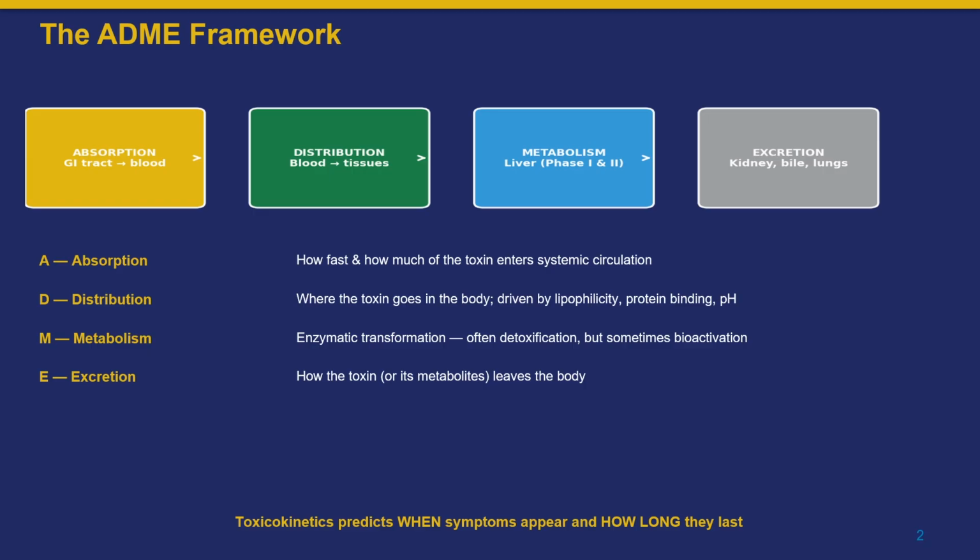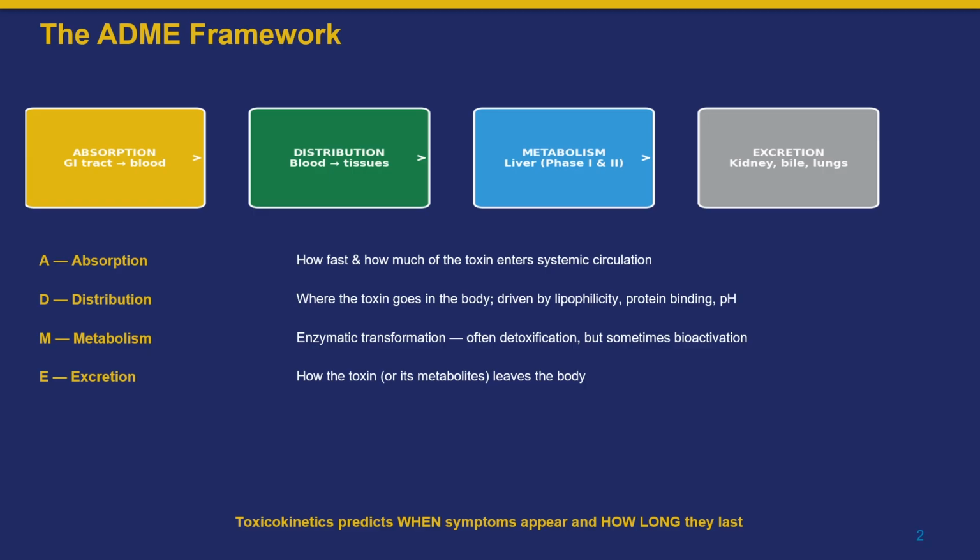Distribution. Once in circulation, where does the toxin go? This is largely governed by its physical and chemical properties. Lipophilic toxins, fat soluble, tend to accumulate in fat, the CNS, and cell membranes. They also tend to stay in the body longer. Hydrophilic toxins stay in body water compartments and are often excreted more quickly. Protein-bound toxins in plasma are not pharmacologically active. Only free drug acts, so protein binding affects the effective concentration.